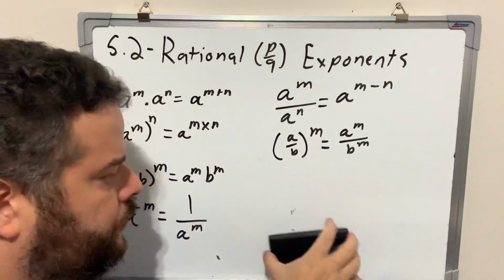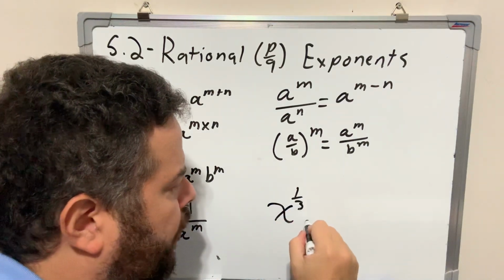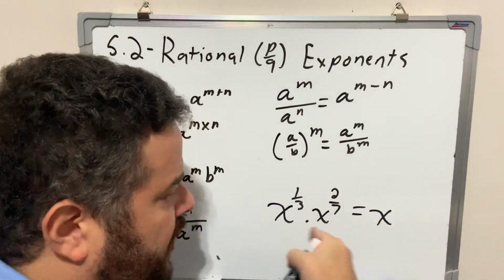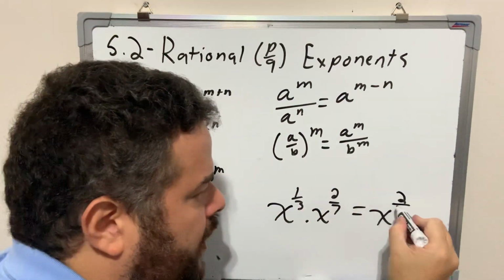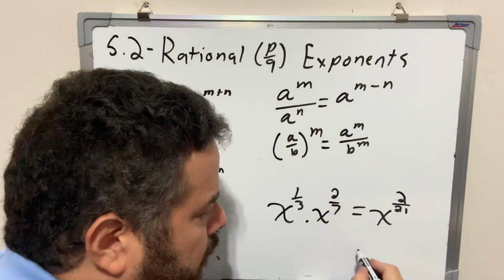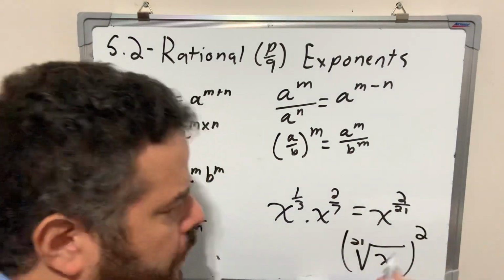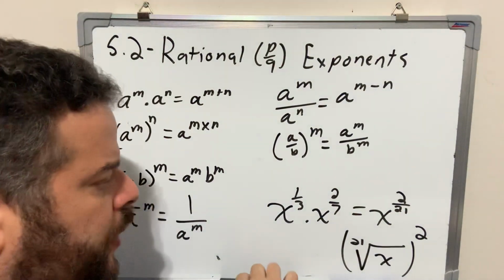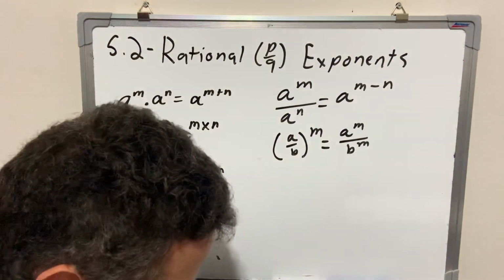Also note that you could also be multiplying fractions. x to the 1/3 times x to the 2/7. When you multiply fractions, same base, you add the exponents: numerator 2, denominator 21. Done. And then again, just for practice, if I want to turn this into a radical, 21st root of x to the 2nd power. Make sure you practice converting to and from exponents and radicals. We will be using that a lot. So that takes care of the first rule, the product of powers.